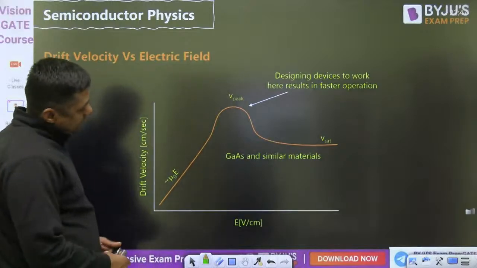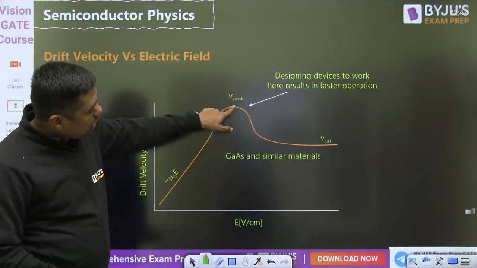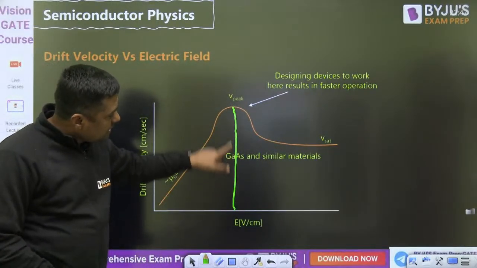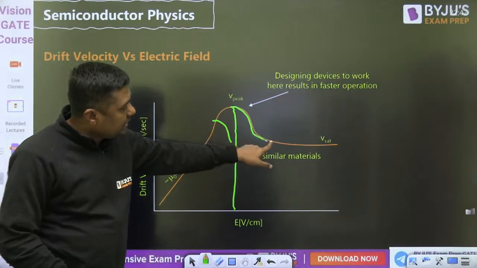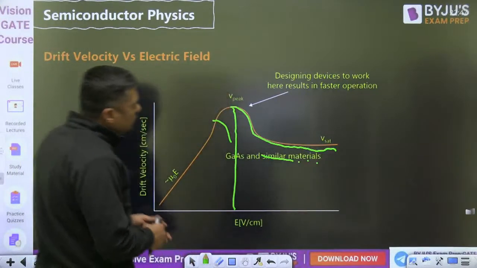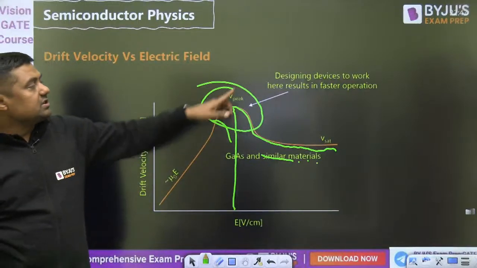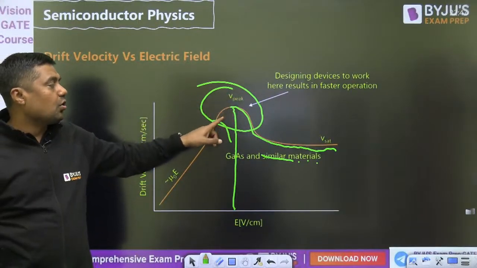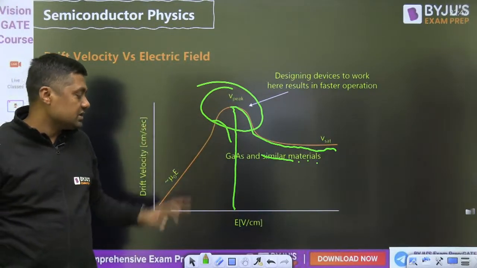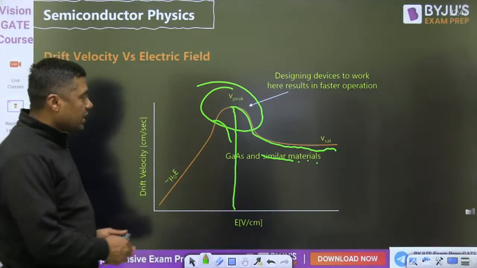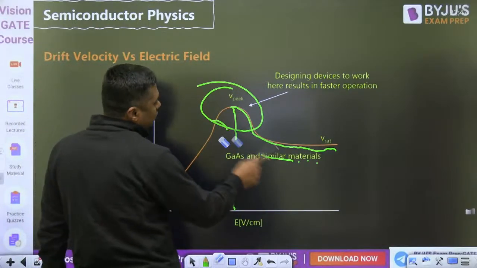Then it increases linearly to a maximum, then it will decrease and then it will saturate. Here we are getting the maximum drift velocity. So designing devices to work here results in faster operation, and that is for gallium arsenide. Remember, this is for the gallium arsenide curve. That is from the standard textbook.